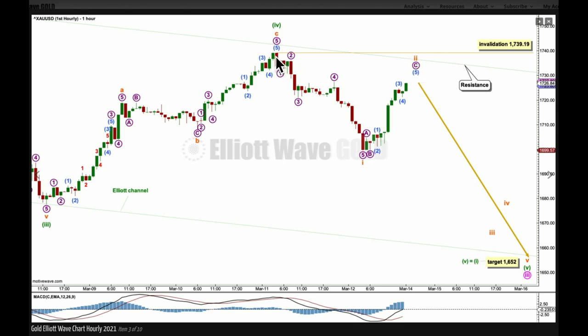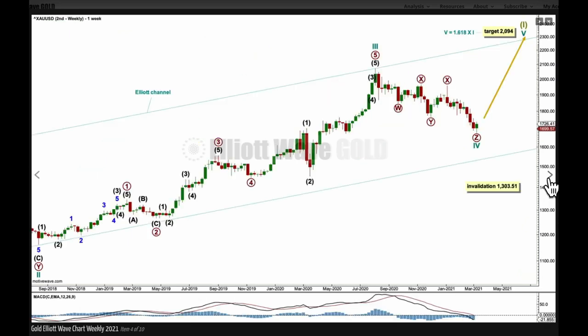Subminuet 2 may not move beyond the start of subminuet 1 above the short-term invalidation point. We have a shorter-term target for subminuet 5 to reach equality in length with minuet 1 at 1652. Around about that point, we may see another decent-sized bounce for minute wave 4, although I would expect bounces to be relatively brief and shallow at this point in that wave count.